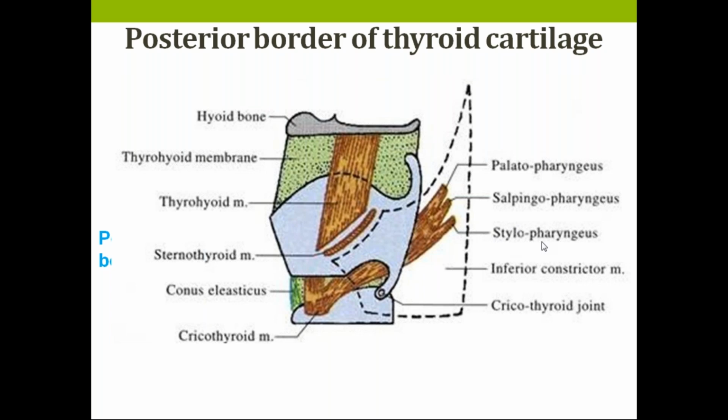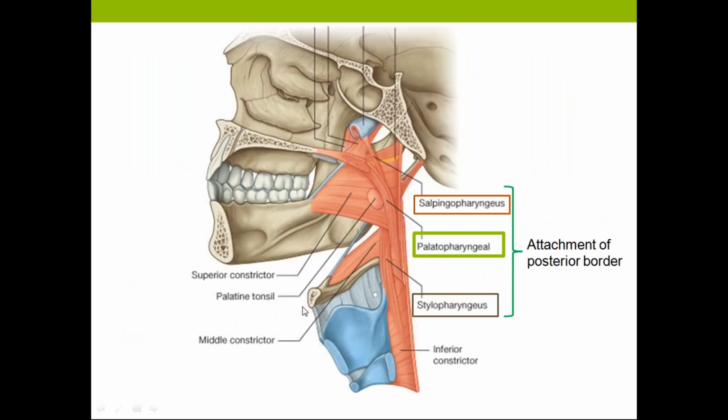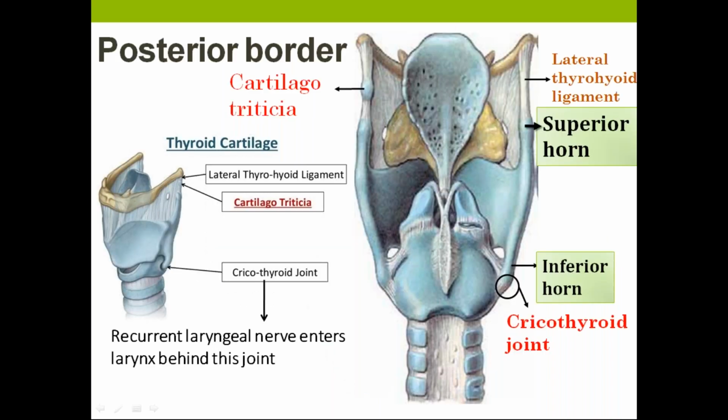Other than this, you can see the three muscles here. This is salpingopharyngeus, and here is the palatopharyngeus from the palate. This is the auditory tube, and you can see the stylopharyngeus muscle from the styloid process, which is attached to the posterior border. Next we'll see the extension of the posterior border above and below.